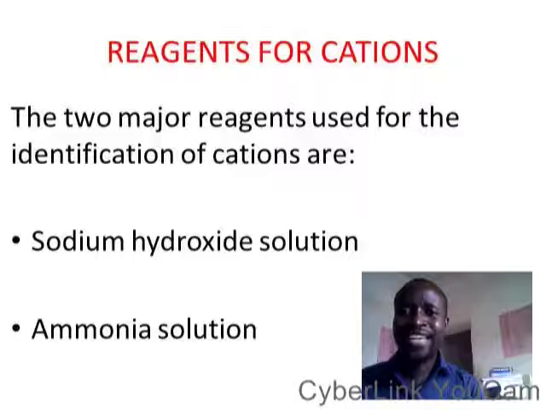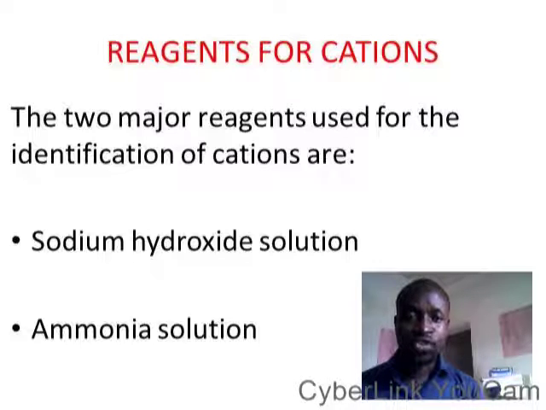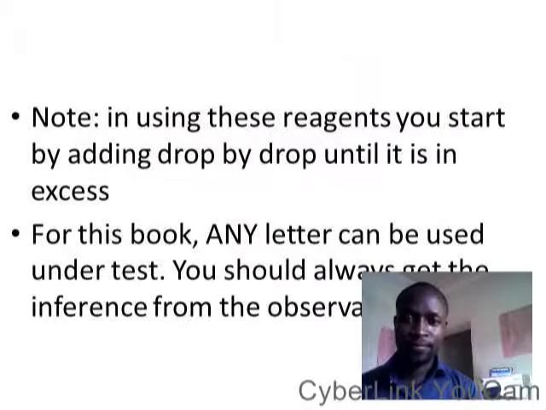Now, reagents used in testing for cations. There are two major reagents used to identify cations, and these are number 1, sodium hydroxide solution, and number 2, ammonia solution. Note, in using these reagents, you start by adding drop by drop until it is in excess.